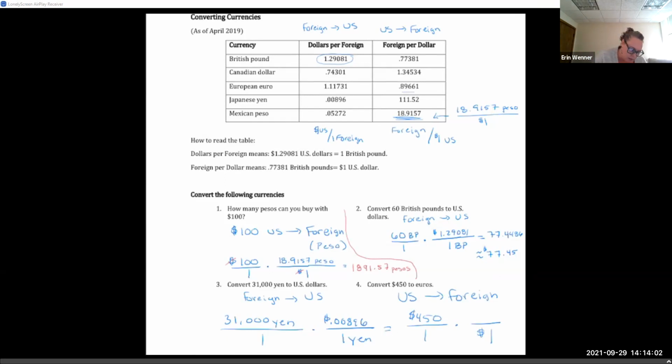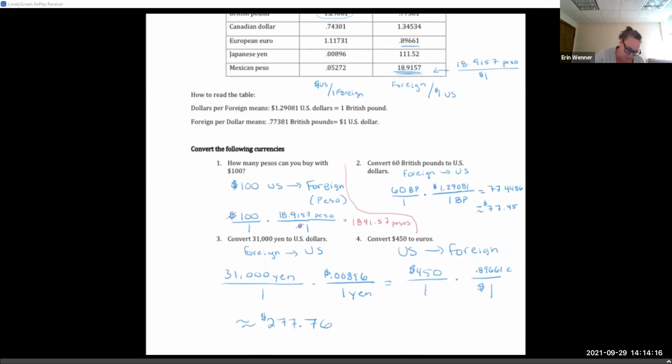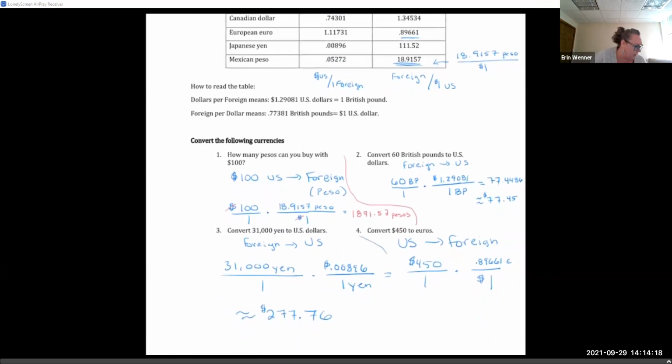So the euro is going to be 0.89661 euros, which is a weird like sideways E. It's a little more curved E. Multiplying those two together, I end up with 403.47 euros.